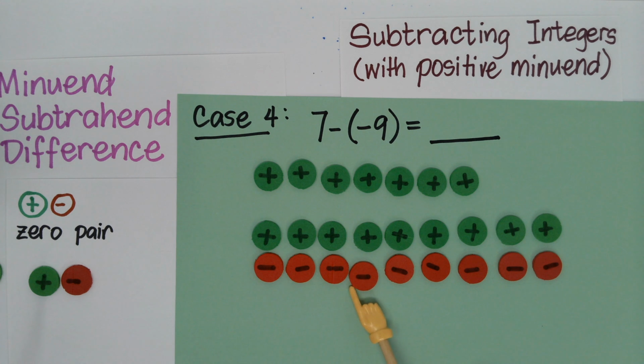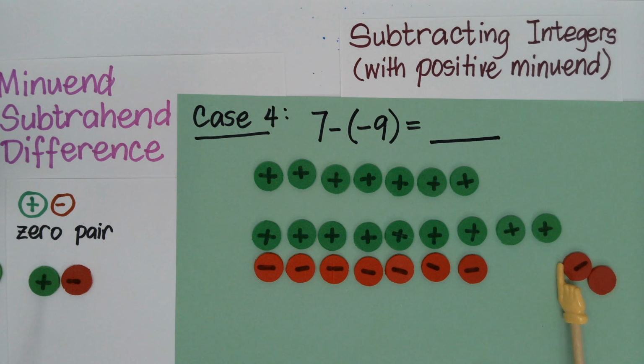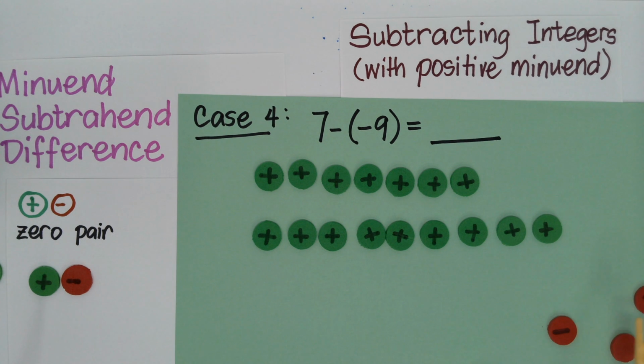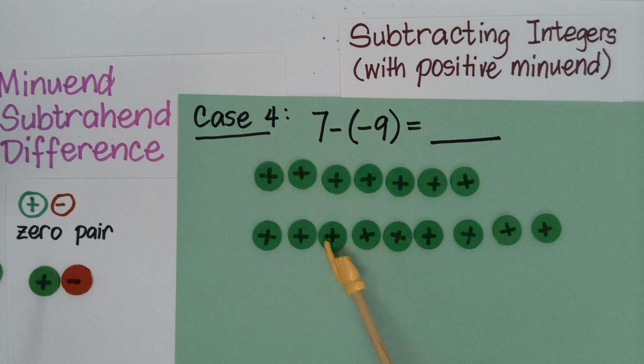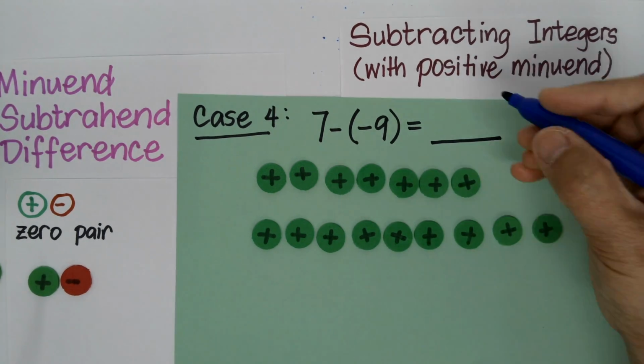So now we have 9 negative discs, so we can take away the negative 9. So 9 negative discs: 1, 2, 3, 4, 5, 6, 7, 8, and 9. After taking away the 9 negative discs, we're left with all positive discs, and let's count how many there are. 1, 2, 3, 4, 5, 6, 7, 8, 9, 10, 11, 12, 13, 14, 15, 16. So 7 minus negative 9 is equal to positive 16.